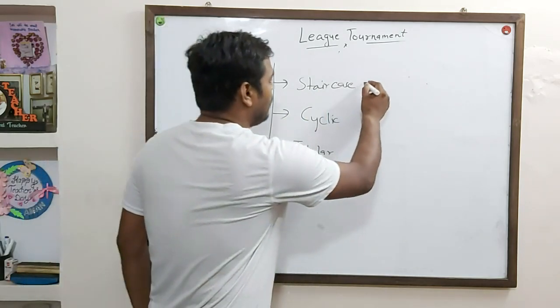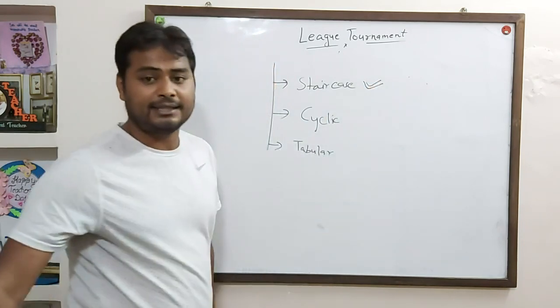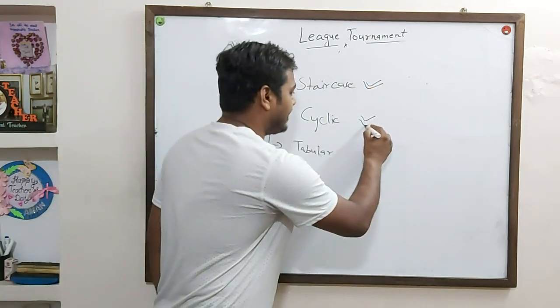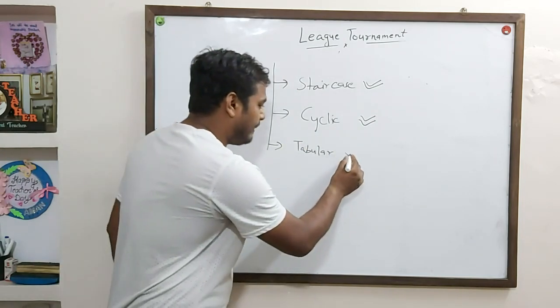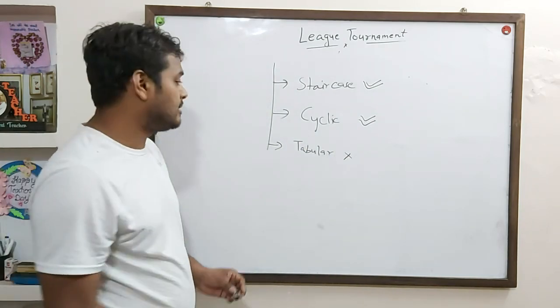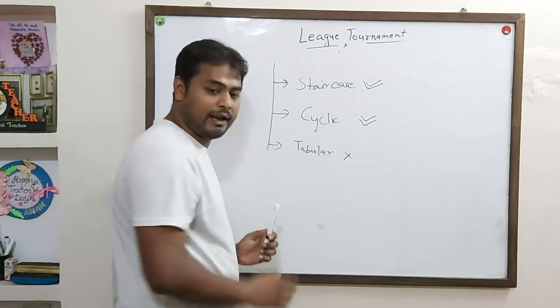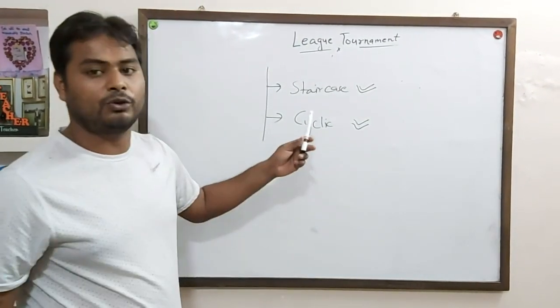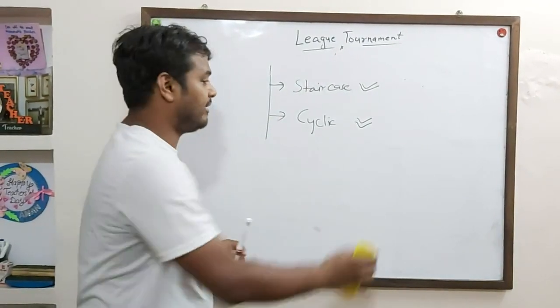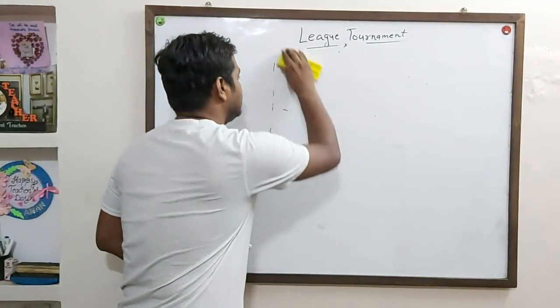Today I will tell you how to draw the staircase and the cyclic method. These two methods are in the syllabus. The third method, tabular, is not in your syllabus, so I will not explain it. Today I will explain only two methods, staircase and cyclic. Now come to our staircase method.